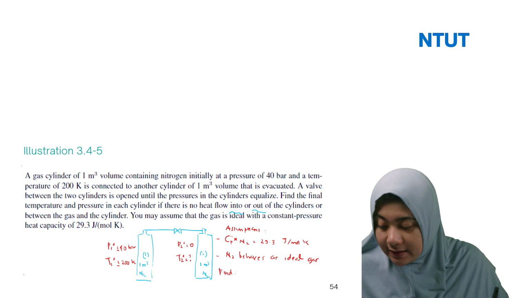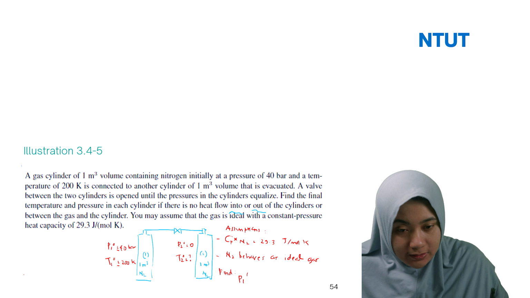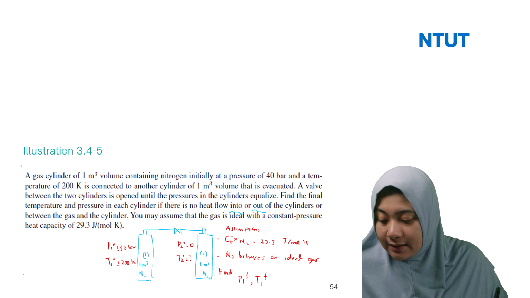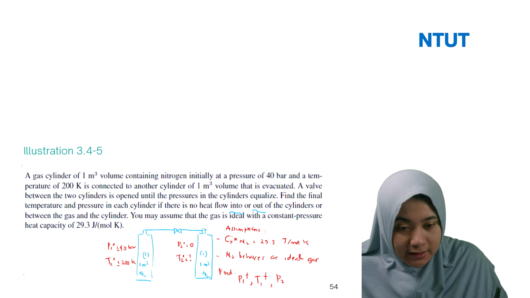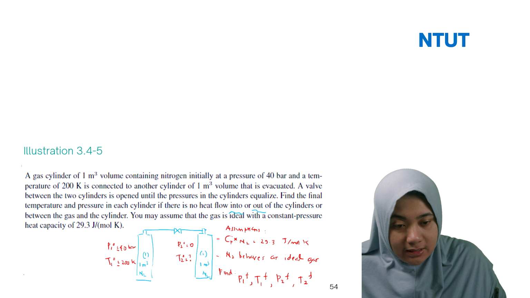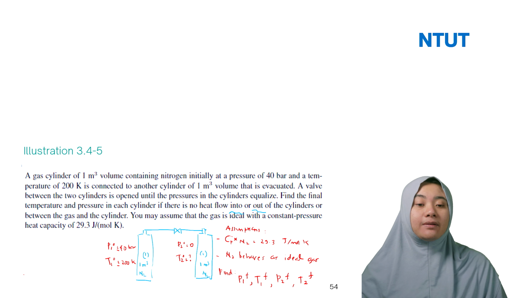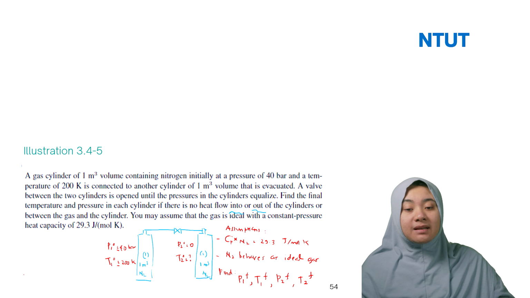Then please find the following. We have the P1F and T1 final, and we don't know the final condition. And then we need to know the P2F and the T2F, because the final condition we don't know. That's the one: find the final temperature and pressure in each cylinder.